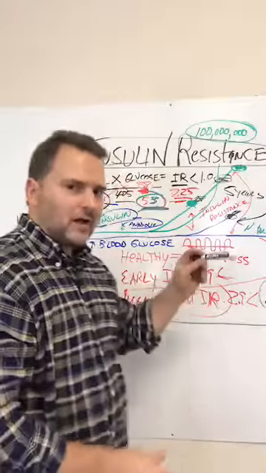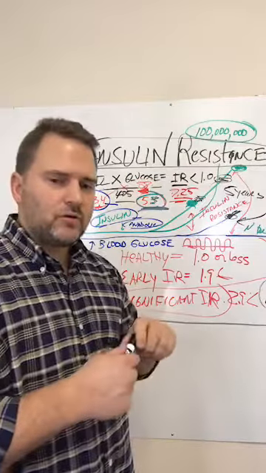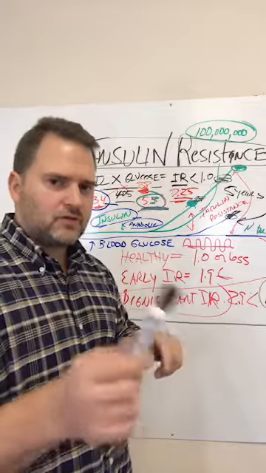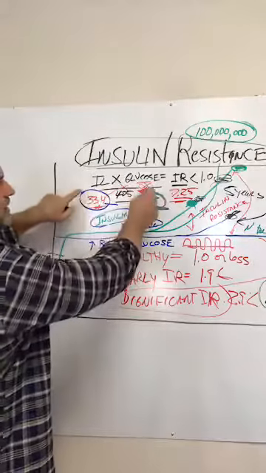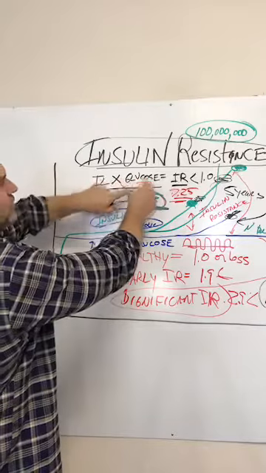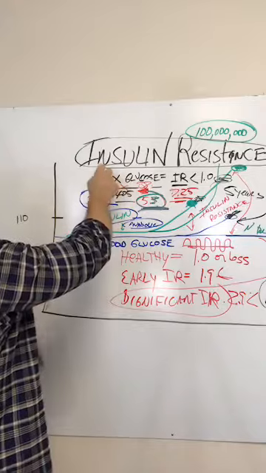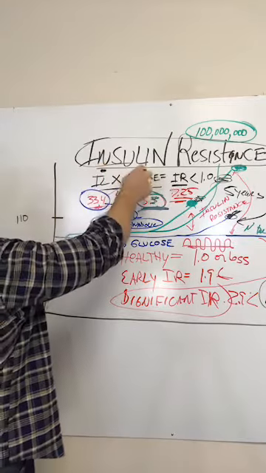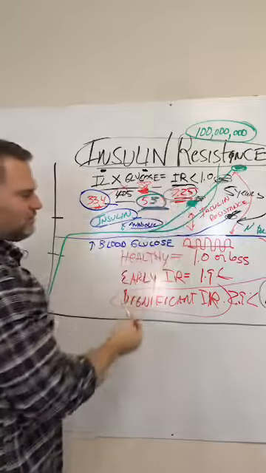But this is the model. This is what we have right now. So if you go to your doctor and get your fasting insulin and your glucose levels checked, do this: multiply insulin times glucose, divided by 405. That's going to give you your insulin resistance level.